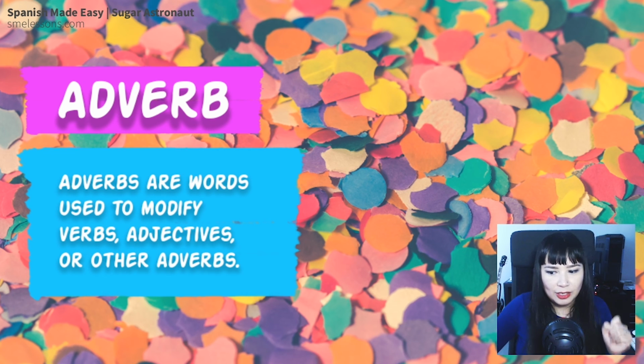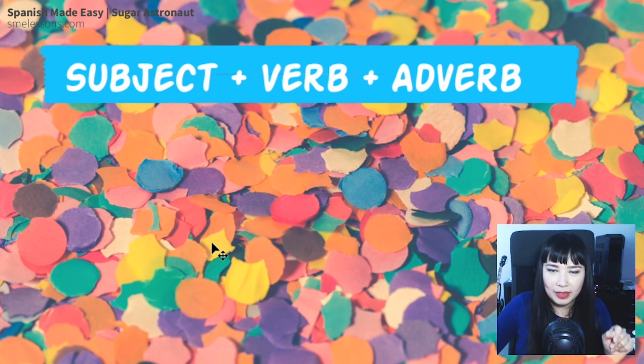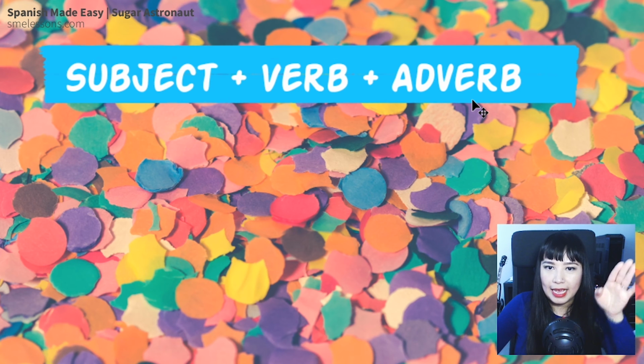Okay, so far so good. We need a subject, a verb, and an adverb. That's all you need. So the formula is subject, verb, and adverb equals a Spanish sentence. Now let's see a few examples and you'll see what I'm talking about.